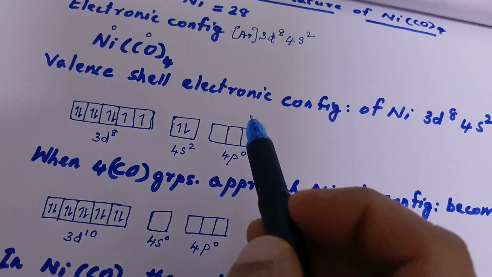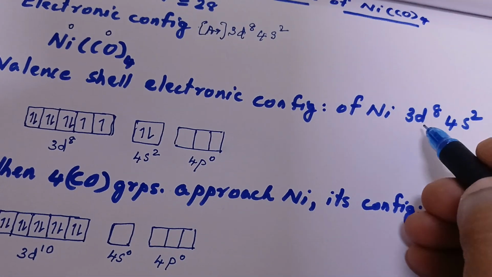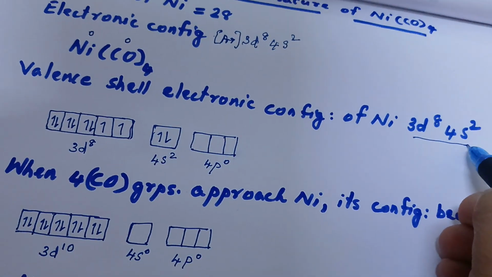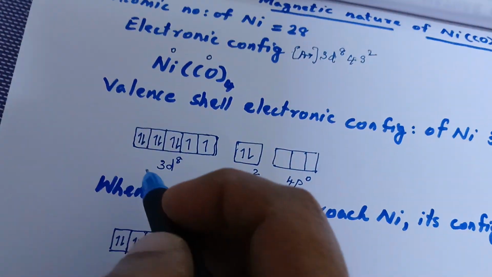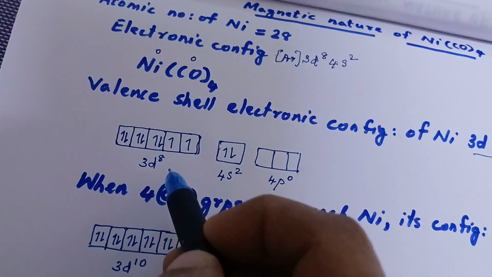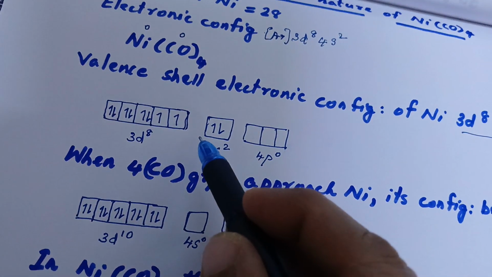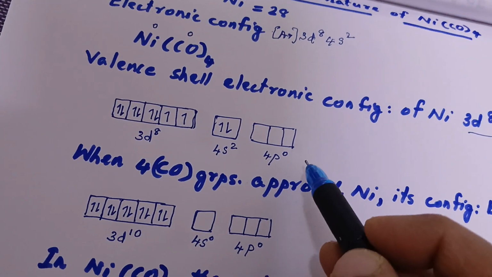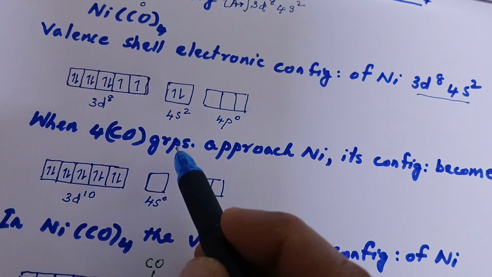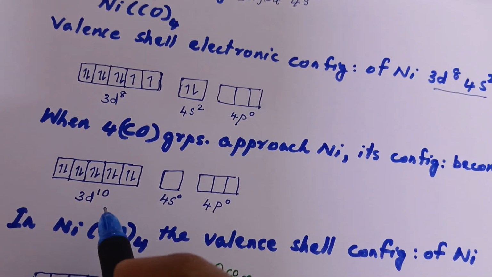Now the valence shell electronic configuration of nickel is 3d8 4s2. So we can write it like this: 8 electrons in the 3d orbitals and 2 electrons in the 4s orbital. 4p is vacant. But when the 4 carbonyl groups approach nickel, its configuration becomes different.